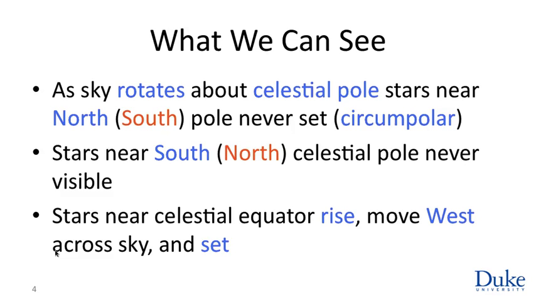Repeating, as the sky rotates above the visible celestial pole, stars close to whatever pole you can see never set, stars near the opposite pole never rise, and stars in between, or near the equator, rise in the east, move west across the sky, and set in the west. Of course, if you're at the North Pole, then you have half of the sky that is circumpolar and never sets, half that never rises, and stars can't rise in the east, and therefore at the North Pole, their trajectories are just horizontal circles parallel to the horizon.